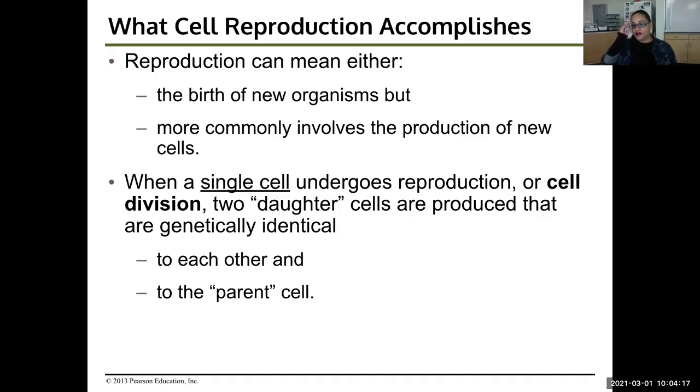When a single cell undergoes reproduction or cell division, two daughter cells are produced that are genetically identical to each other and to the parent cell. Now, I don't know why we go with daughter, we go with sister. Scientists just once upon a time said we're going to do that instead of son and father. So when a cell replicates itself and ends up with two cells, we refer to the offspring as daughter cells.